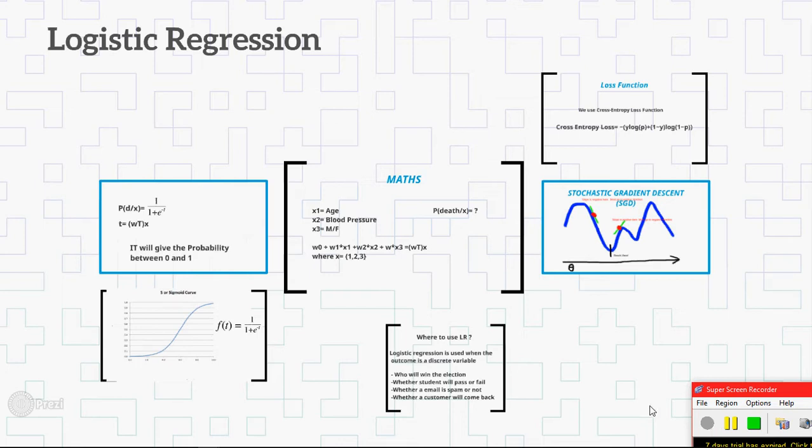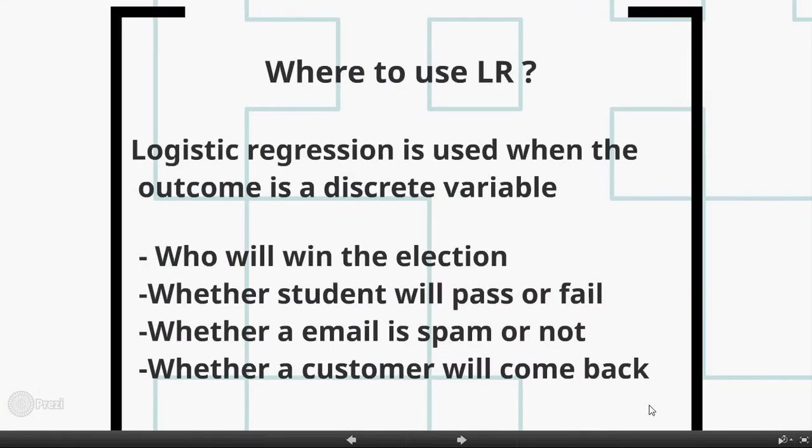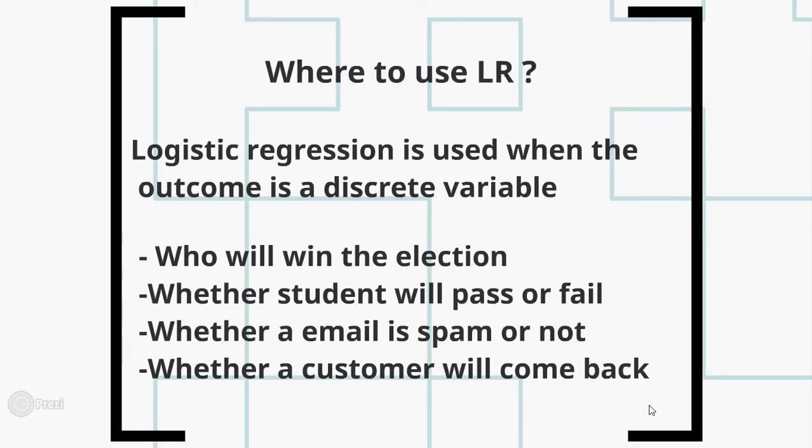So now let's see where do we use logistic regression. Logistic regression is mainly used when the outcome is a discrete value. So like if we want to see who will win the election, whether student will pass or fail in an examination, whether an email is spam or not spam, whether a customer will come back or not. So in all these scenarios, we can make use of logistic regression. Now let's see how it actually works.